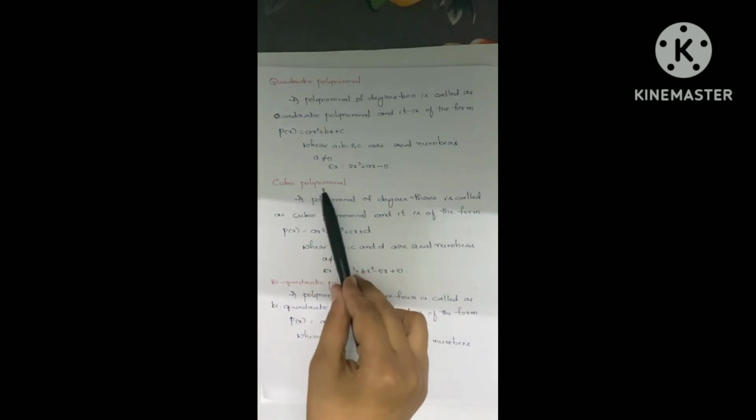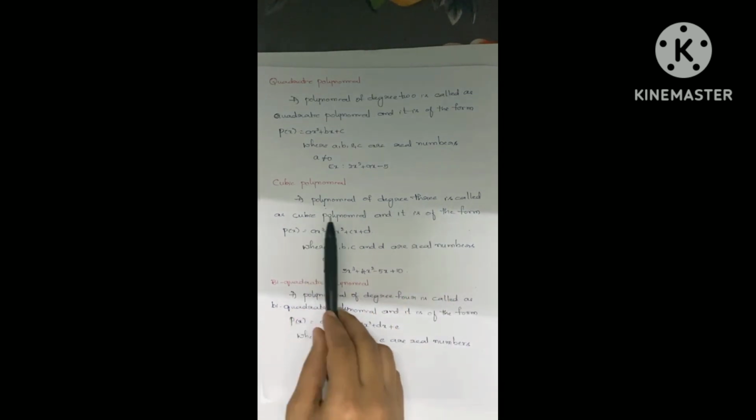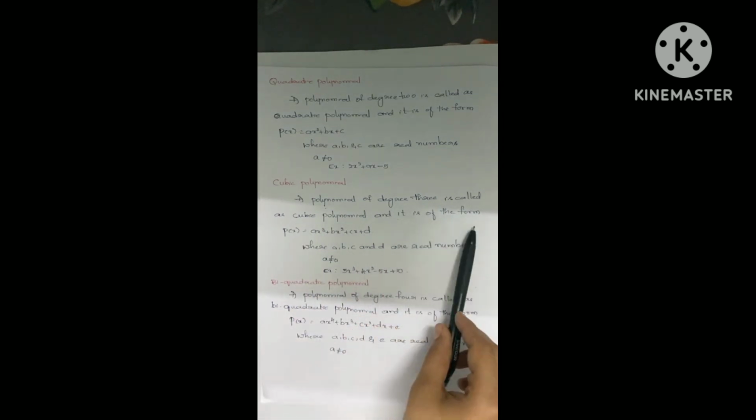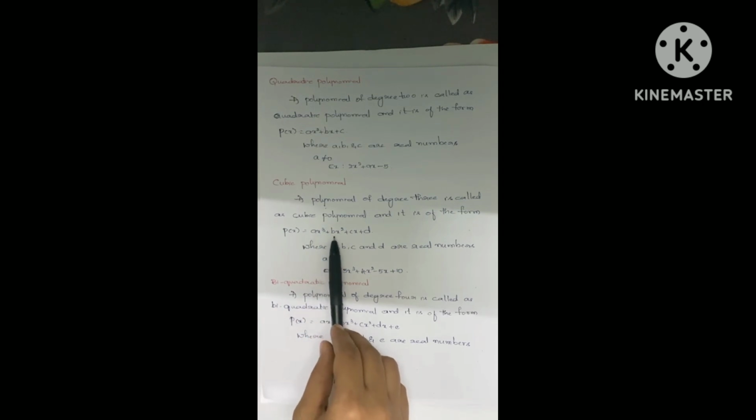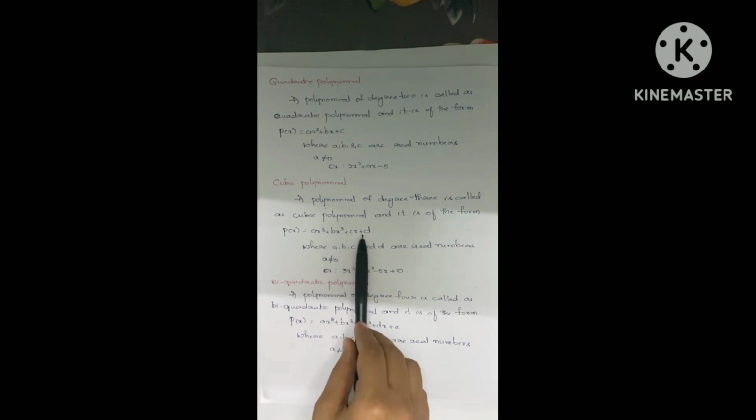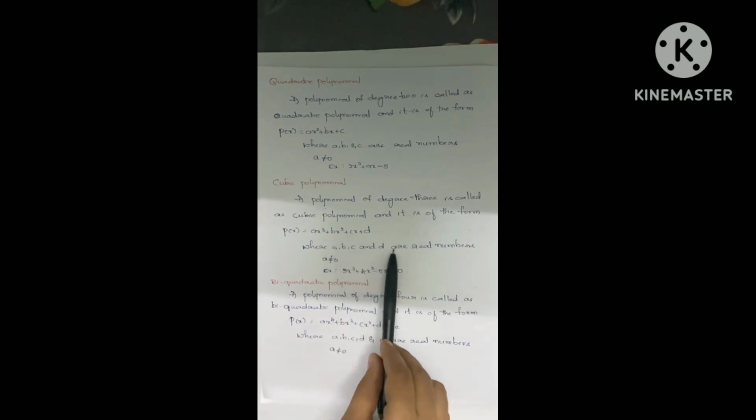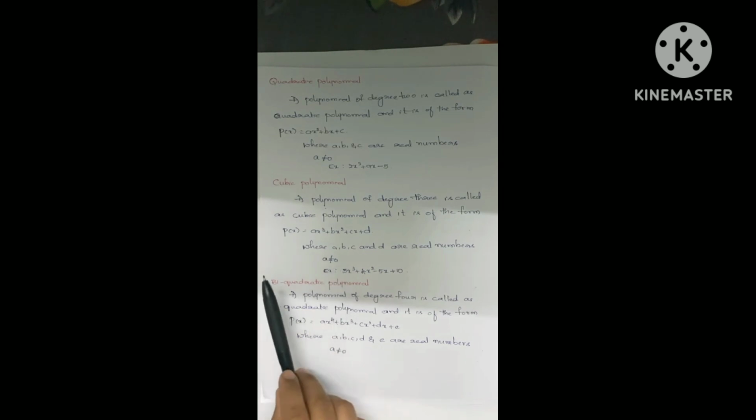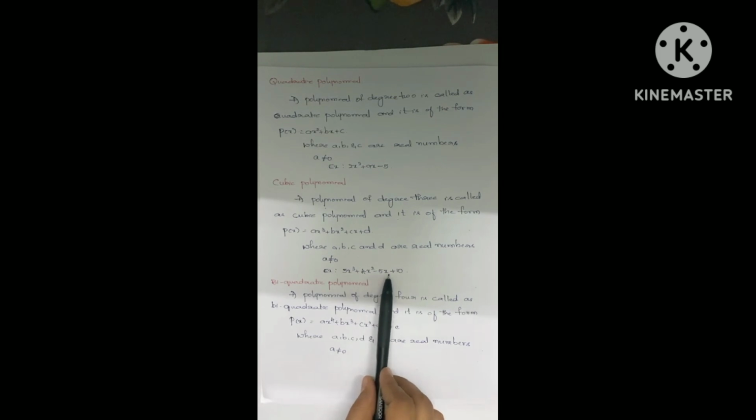Next is the cubic polynomial. A polynomial of degree 3 is called a cubic polynomial and it is of the form p of x equals ax cube plus bx square plus cx plus d, where a, b, c and d are real numbers and a is not equal to 0. Example for cubic polynomial is 3x cube plus 4x square minus 5x plus 10.